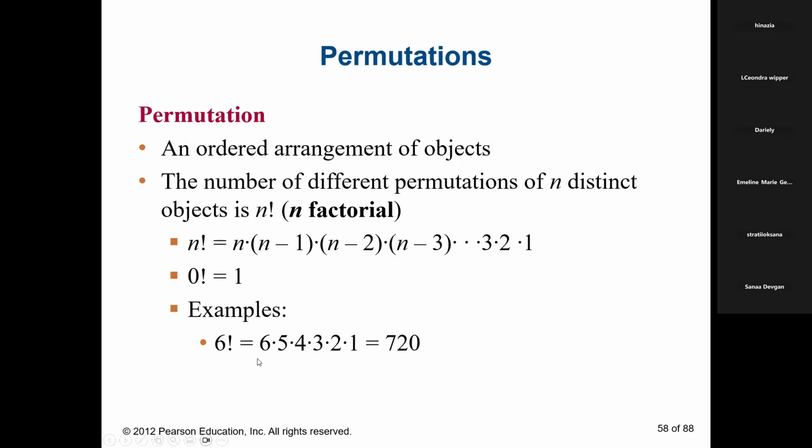Okay. I showed you this example before. 6 factorial is 6 times 5 times 4 times 3 times 2 times 1. That's 720. 4 factorial is 4 times 3 times 2 times 1, which is 24. Now, let me show you an example here.